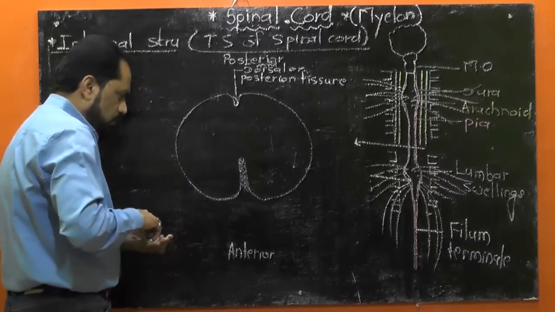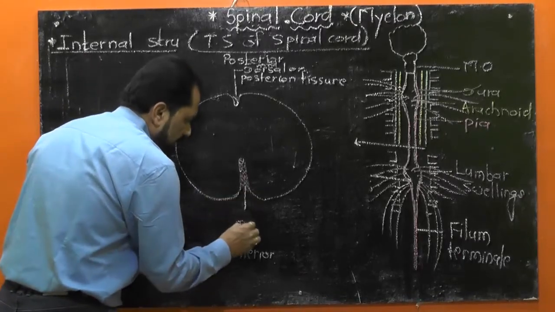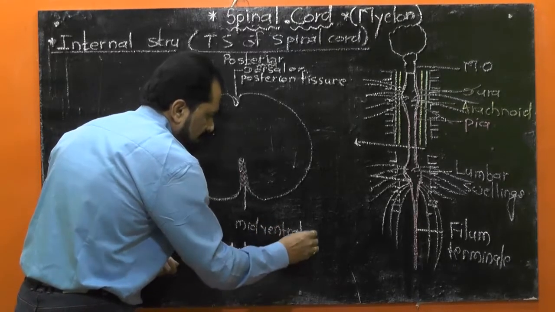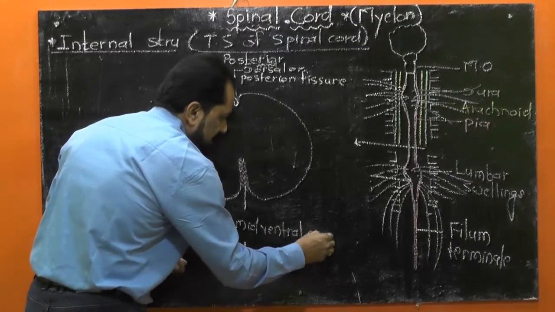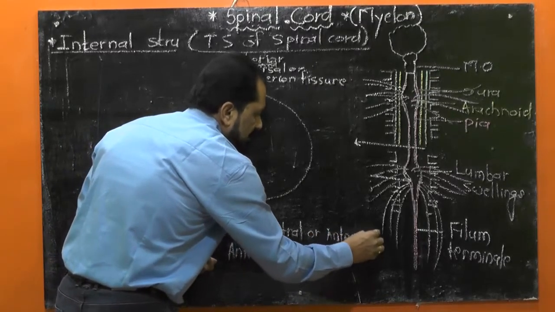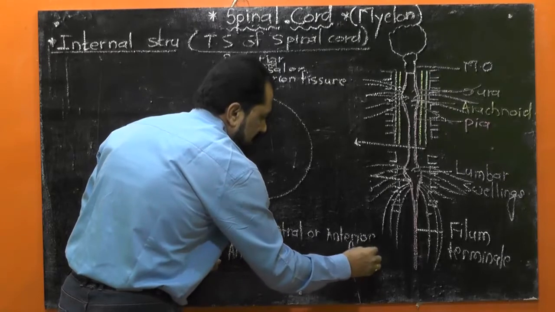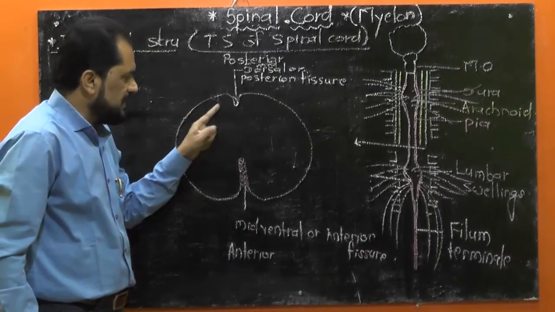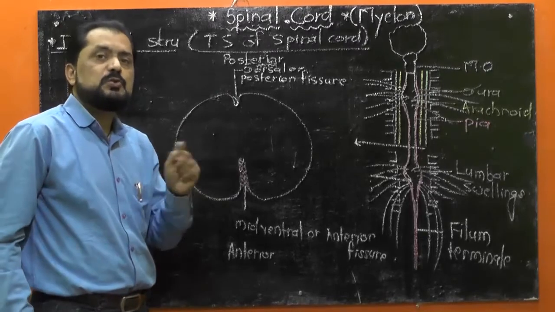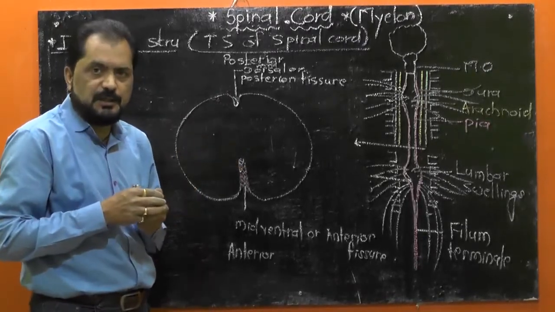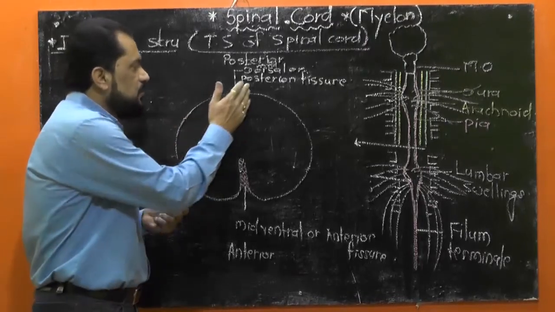This groove is known as midventral fissure as it runs along the midventral line. Therefore, it is called midventral fissure or simply called anterior fissure. These two fissures, that is posterior and anterior, divide spinal cord internally partially into left and right halves.